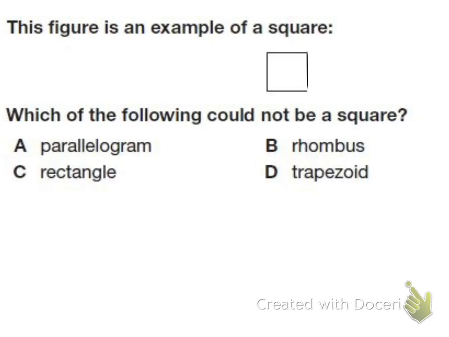This says this figure is an example of a square. Which of the following could not be a square? Parallelogram, rectangle, rhombus, or trapezoid. Well, remember the definition of a square is that it has to have equal sides and it has 90-degree angles. So the only one that could not be a square is the trapezoid, because the trapezoid will not have sides that are the same length.